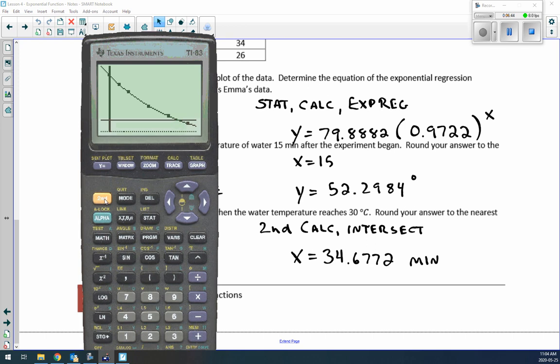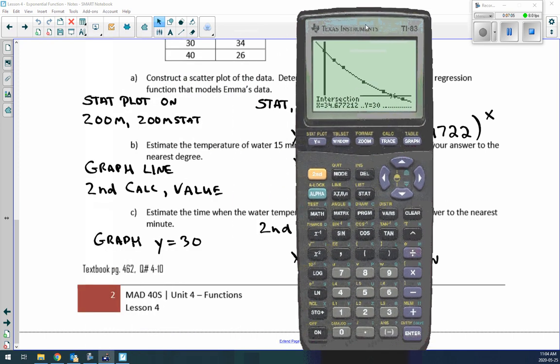To do that, second calc, down to intersect, first curve, second curve, guess. Remember, it's always the guess. Make sure you always look at the next one. So at 30 degrees Celsius should be approximately 34.6772 minutes later, right? Okay, now all these regression ones are the same. Again, put the data in, graph it, do the regression, throw the equation in, and then use that to answer a bunch of questions.